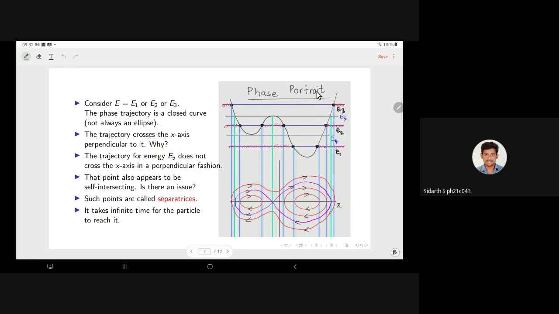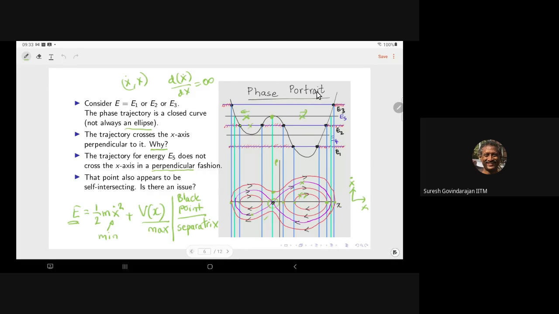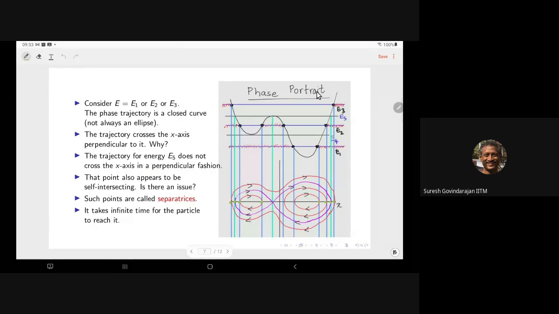Sir, in this diagram, there is no such perpendicular thing, right? Oh, there are plenty, no? 1, 2, 3, 4, 5, 6, 7, 8. Except for this black point, which was there in the previous slide. Okay. So I'm just saying such points are called separatrices. It takes infinite time for the particle to reach it.